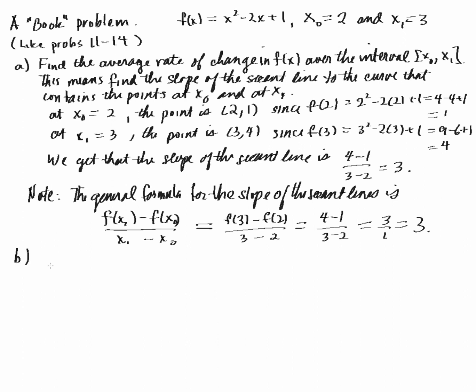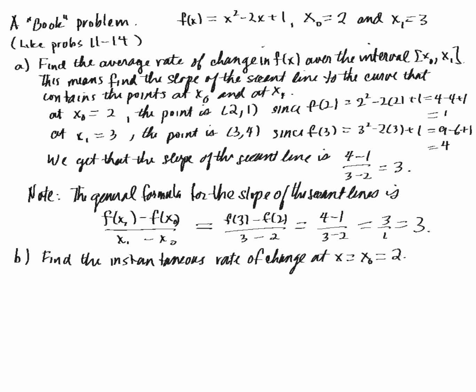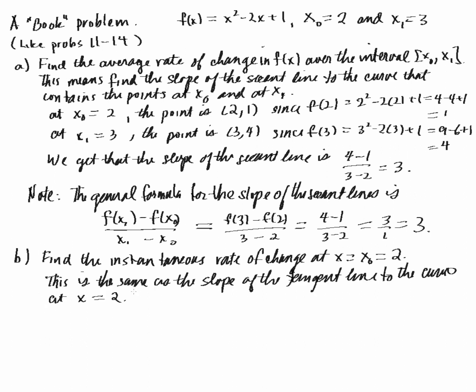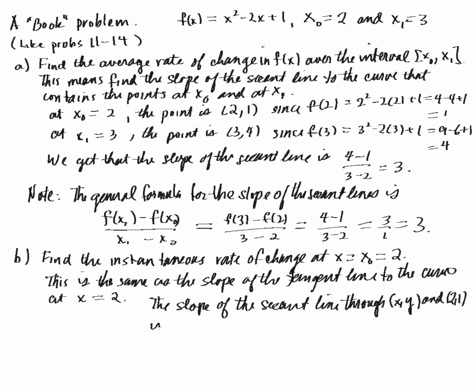In part B, we would be asked to find the instantaneous rate of change in f at x equal to x sub 0, in our situation at x equal to 2. This would be the same as the slope of the tangent line to the curve at x equal to 2. We can figure out the slope of the secant line through the points x, y, and 2, 1. Plugging into our familiar formula and then doing some algebra, we get a fairly reasonable formula after a little bit of fussing around.